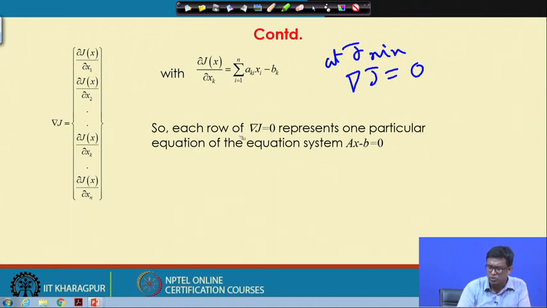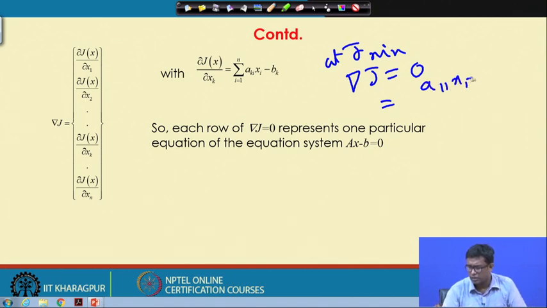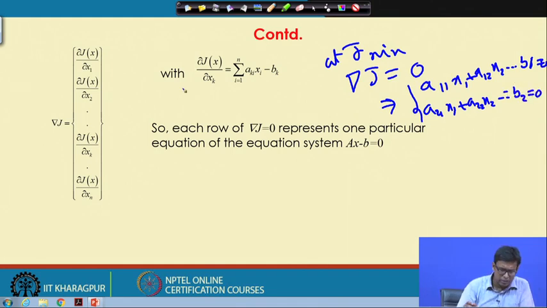So, each row of this matrix del J being equal to 0 represents one particular equation, which belongs to the equation system Ax minus b is equal to 0. This will finally give me a_11 x_1 plus a_12 x_2 minus b_1 is equal to 0. Then a_21 x_1 plus a_22 x_2 up to minus b_2 is equal to 0, and so on.